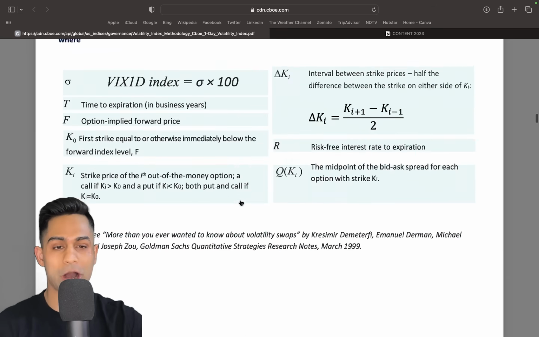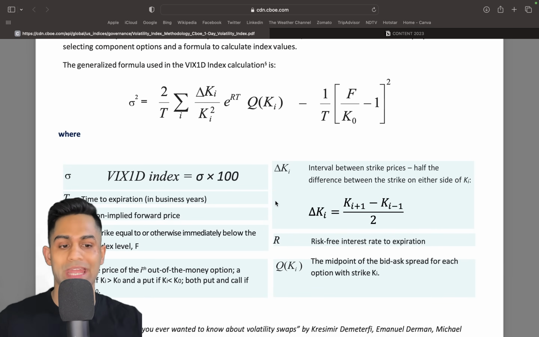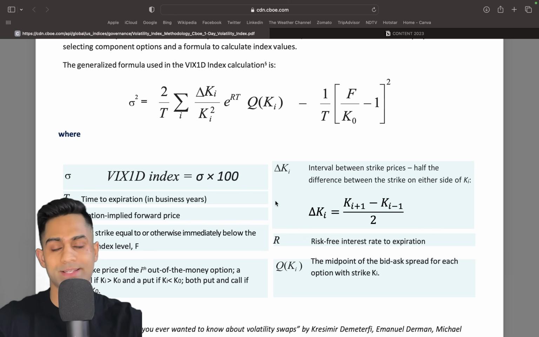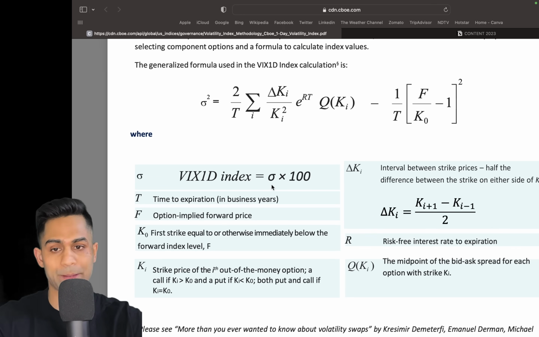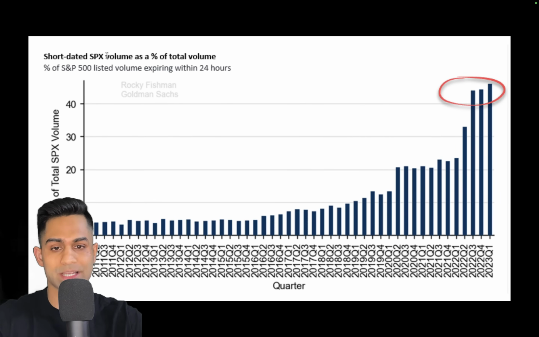They've got a whole complex calculation over here, but what it's really doing is taking into account the puts and the call options expiring on the very same day, and that's going to allow us to calculate the volatility on that one single day. Now, a few more things I want to break down is this right here, the short-dated S&P 500 volume as a percentage of total volume.